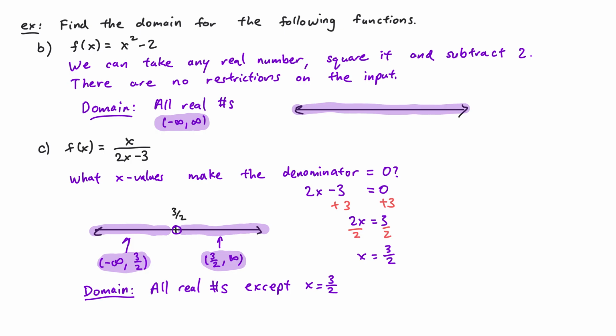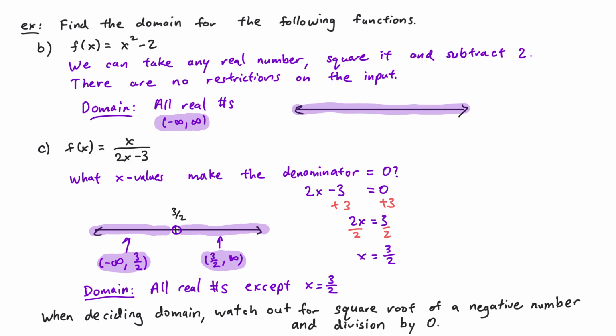From our examples, there are two things that we need to watch out for. One is watch out for square roots of negative numbers, and the other is watch out for division by 0. Those are the two operations that will impose a restriction on your domain, at least when we're working with algebraic functions. In this video, we learned that the domain are the inputs to your function and the range are the outputs of your function. And we also learned how to find the domain of functions.